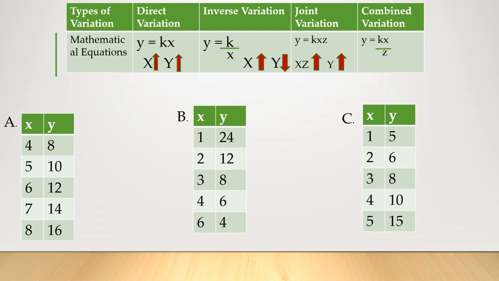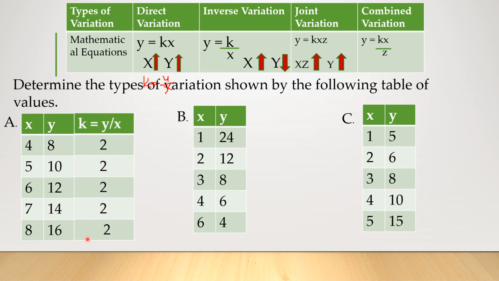Check the constant, the value of k. To solve for k, simply divide y by x, right? That means get the ratio of y and x. 8 divided by 4, the answer is 2. 10 divided by 5, the answer is 2. Are all the ratios equal to 2 here?